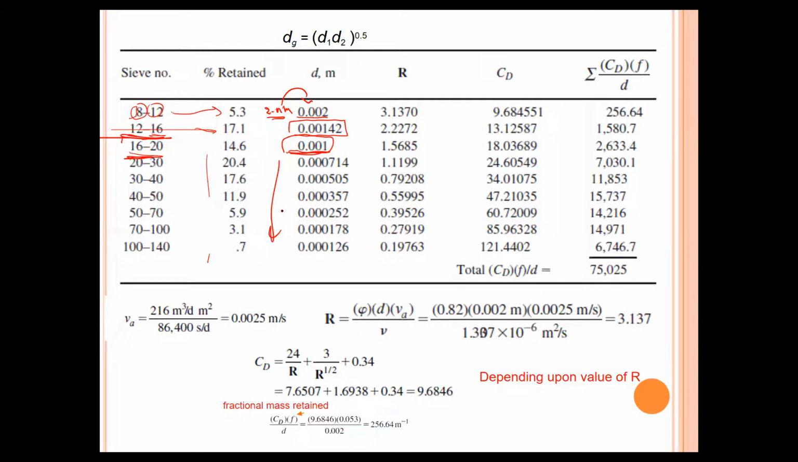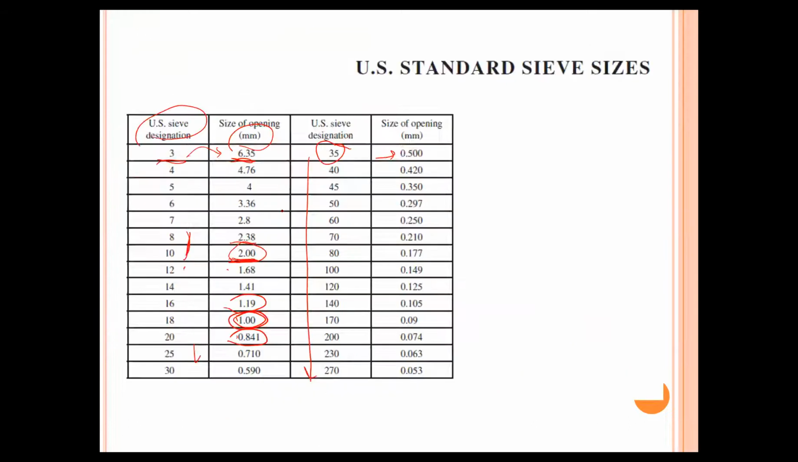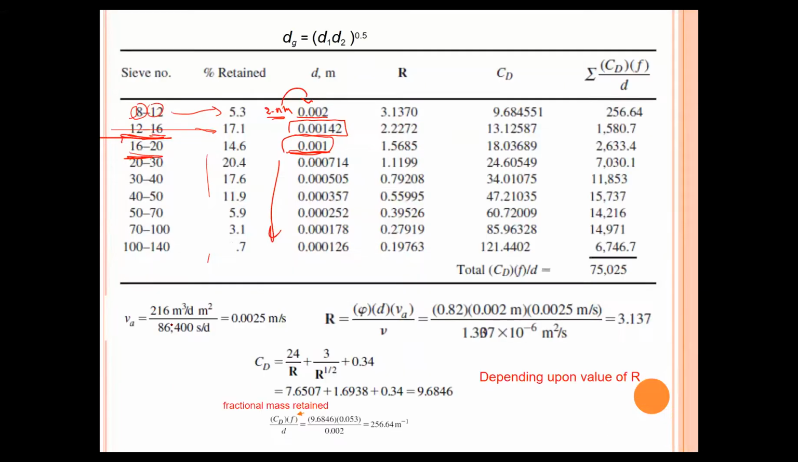So you can then have these numbers using this chart. Okay, so you have to make them. If 20 and 16 are given, then you may use the middle value. So you can have the diameter within these sieve numbers like this, and then you can also calculate the Reynolds number for this diameter.